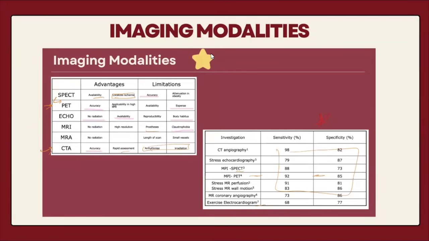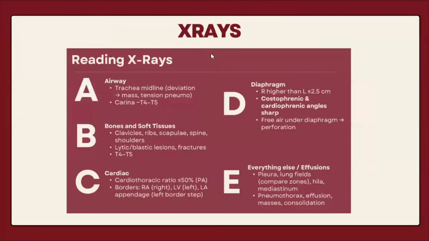MPI PET is more specific than MPI SPECT, more specific and sensitive, so more accurate. And yeah, I think that's enough for knowing the differences in the modalities and their limitations, and now to get into the tests, right? So starting with X-rays, because that's usually one of the first few tests you do. Now, a basic way for you to read an X-ray is you do A, B, C, D, E, and you can remember it through this mnemonic.